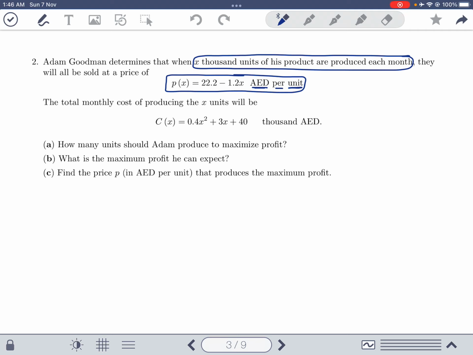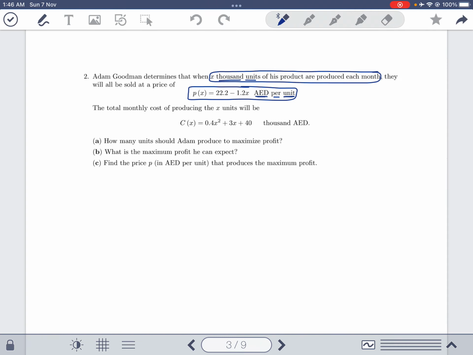So also here when you replace X, it's in 1,000 units. So even if you put 10 for X, this means the price if you produce 10,000 units. Okay, but just for simplicity, we put 10, but we mean 10,000. So that is the thing at the beginning to notice. Then the total monthly cost of producing the X units will be, and then they give us the cost function.